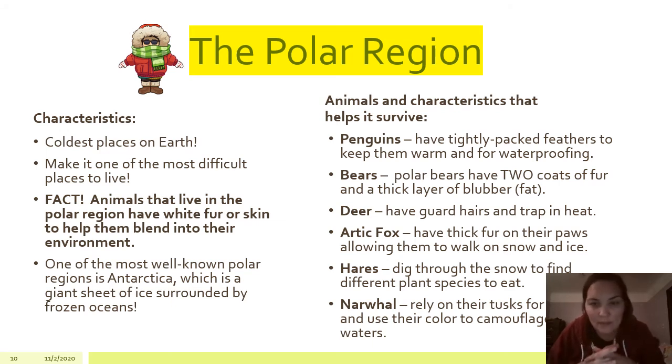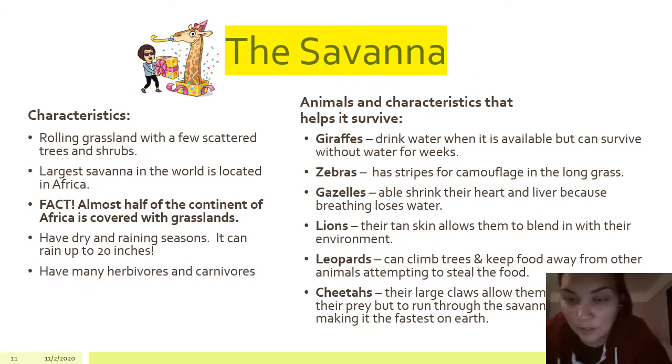Hares, also kind of like rabbits. They dig through the snow all the way down. Again, another digger. Digger, someone take a picture. Hurry. Great. And they look for different plant species below the snow. And narwhals, these things are really cool looking. Ever seen one? They look kind of like a unicorn in the water. They have a tusk that sticks out really straight and sharp from its head. And they rely on their tusk for eating, for finding their food, fending off predators, and their color camouflages them in that Arctic water. Okay?